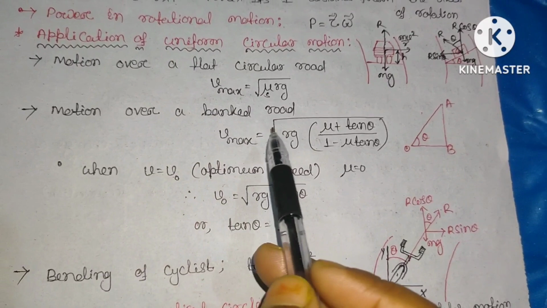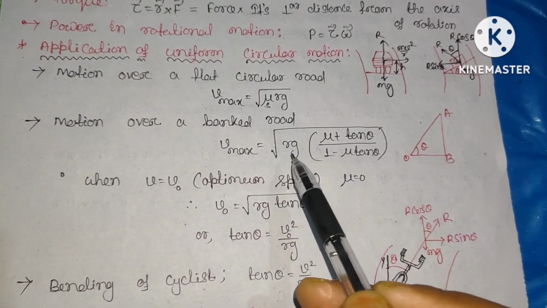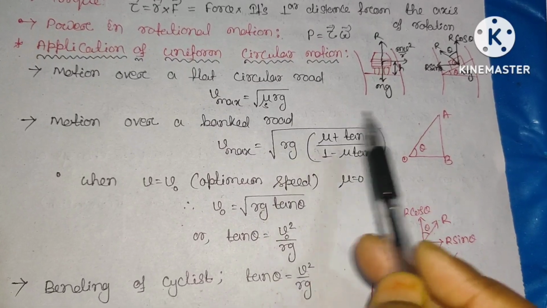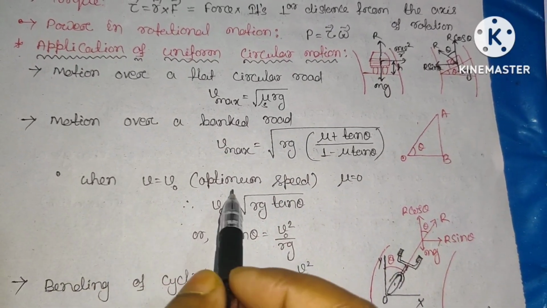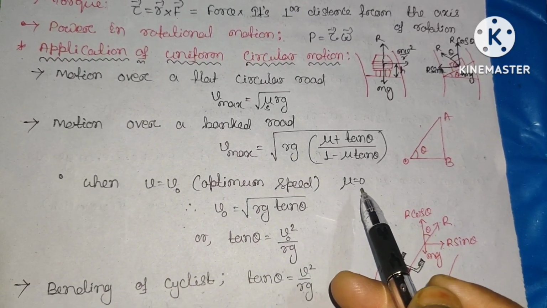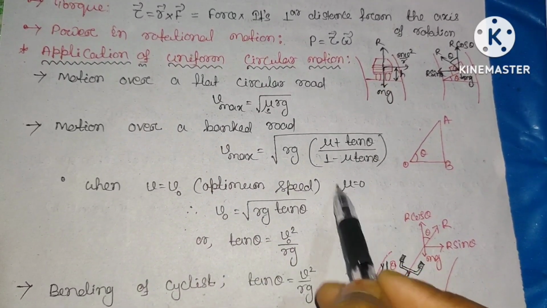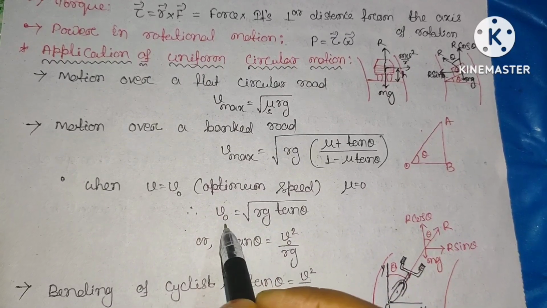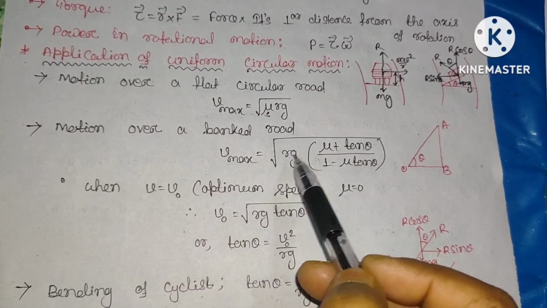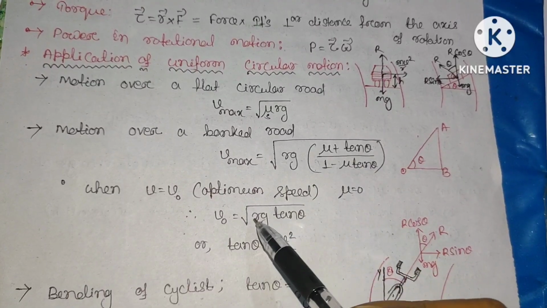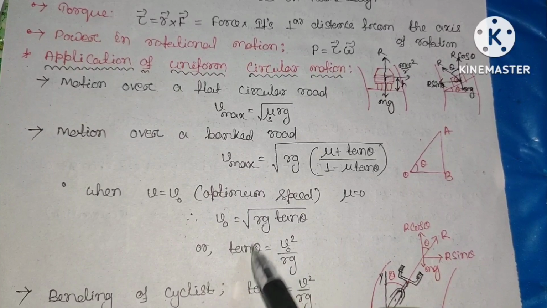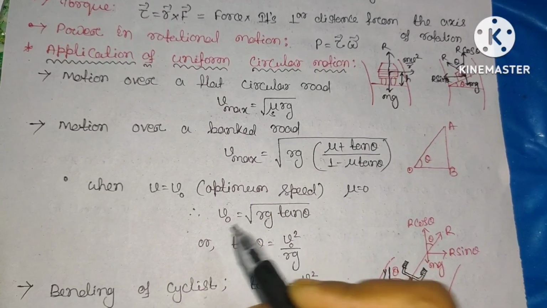So motion over a banked road, V max will be equal to root over Rg into mu plus tan theta divided by 1 minus mu tan theta. In case of maximum speed reach, that is V equal to V naught, in that case mu, the coefficient of friction, is 0. So V naught becomes root over Rg tan theta. So tan theta is simply V naught square divided by Rg.